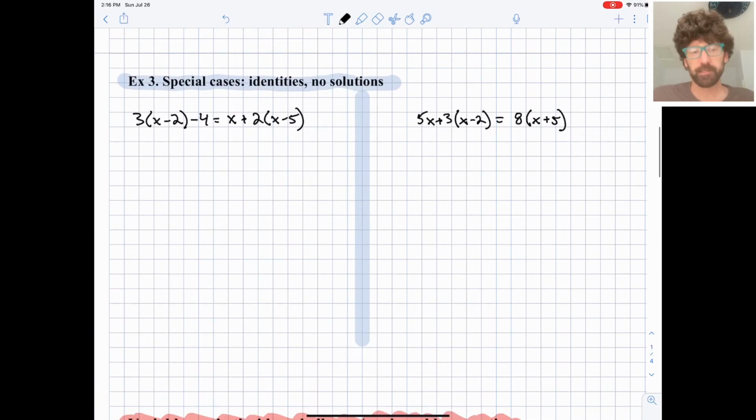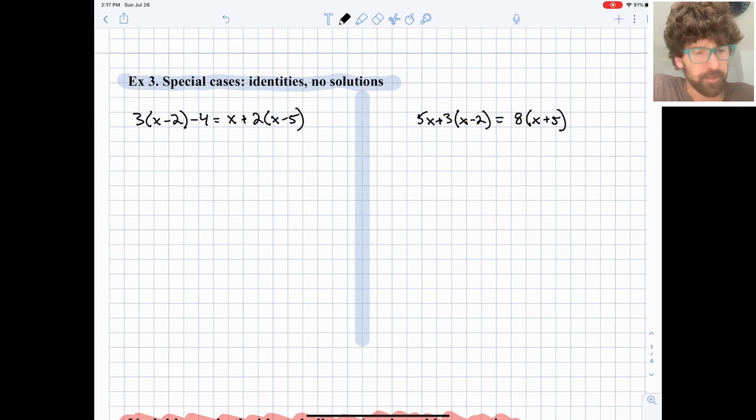A couple special cases I want to show you, and we'll go through them each before I tell you what identities and no solutions are, although you might be able to figure out what those mean. But these are some special cases that you'll encounter at times. And I'm going to go through the complete process on each one, but then I'll talk about how we could have seen the special case a little bit earlier in the process. But regardless, I'm going to go through the whole process on each.